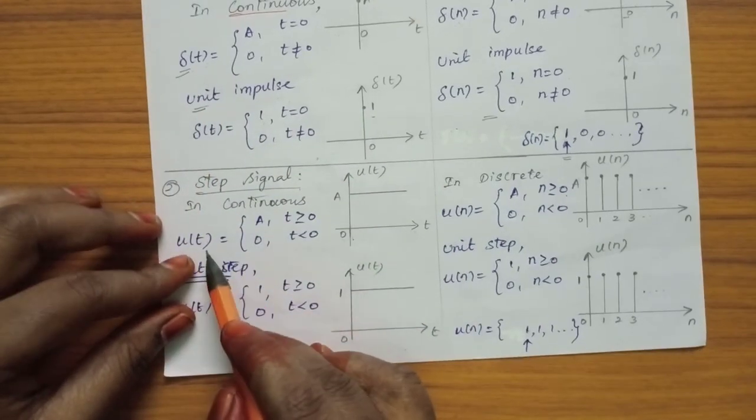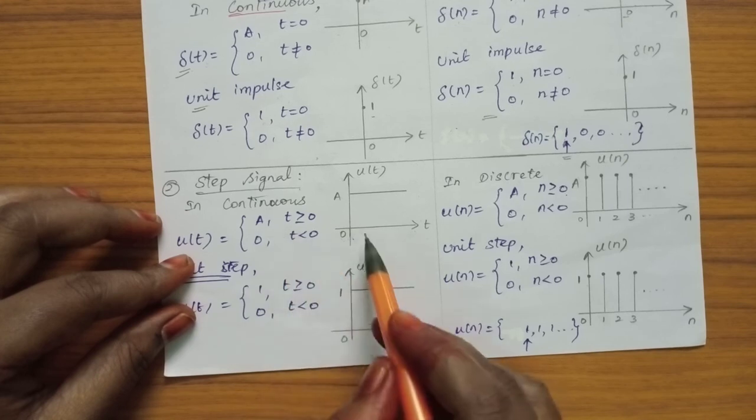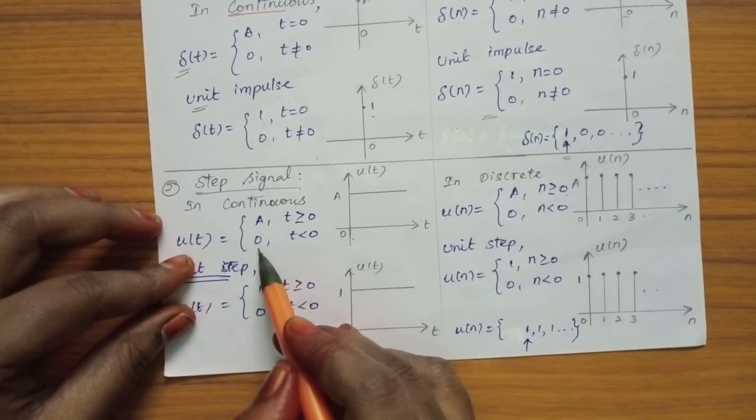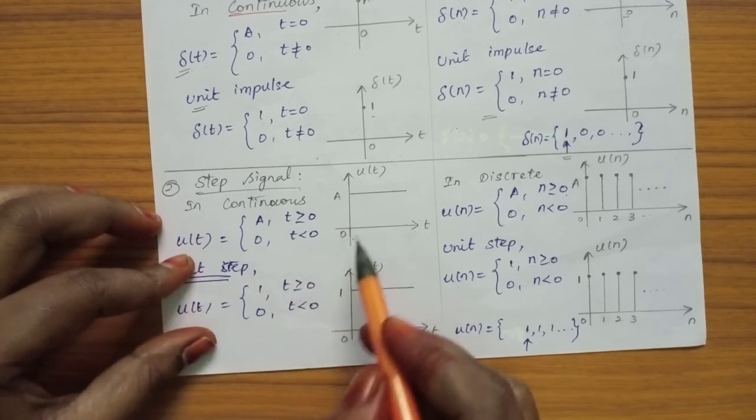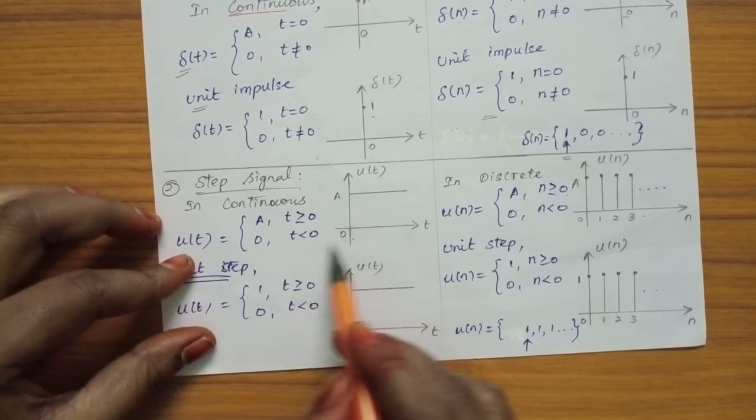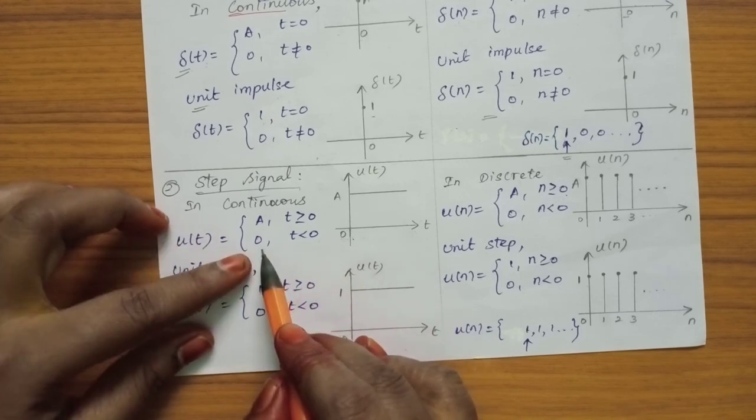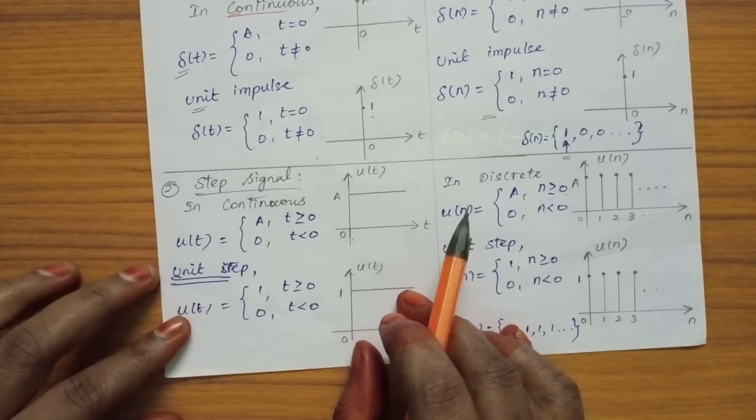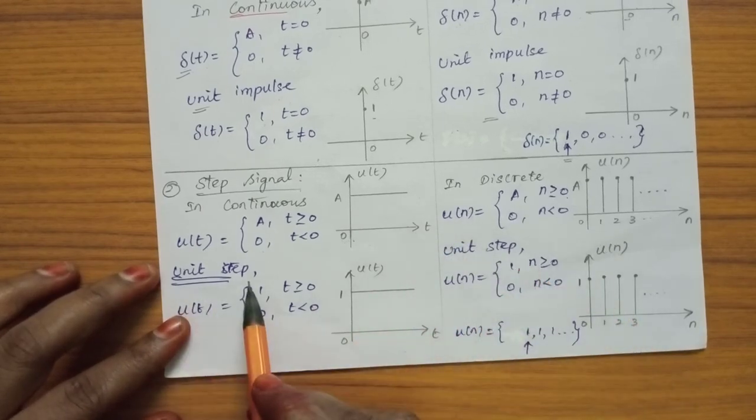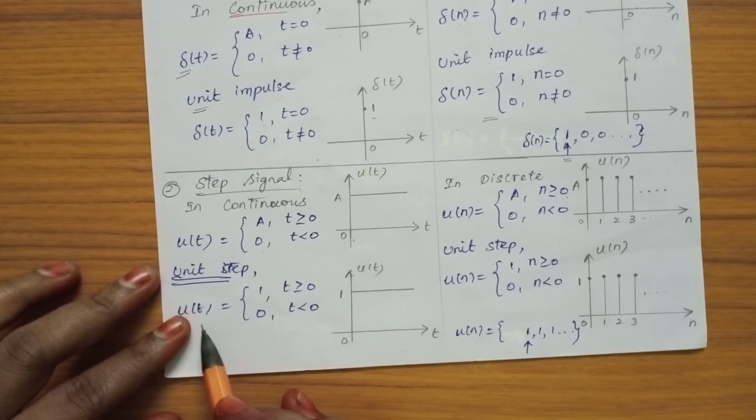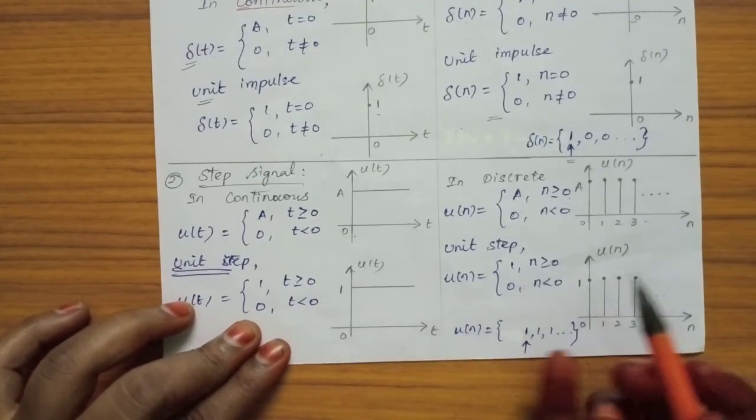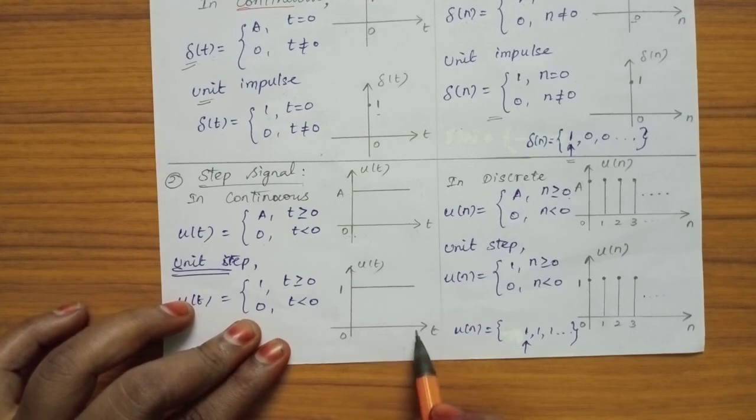So u(t) equal to A when t is greater than or equal to 0, that is 0 to infinity, and 0 when t is less than 0, that is, for the negative side from minus infinity to 0 its value is 0. As with the impulse signal, we will mostly use the unit step, that is A equal to 1. So u(t) equal to 1 when t is greater than or equal to 0, and 0 when t is less than 0.